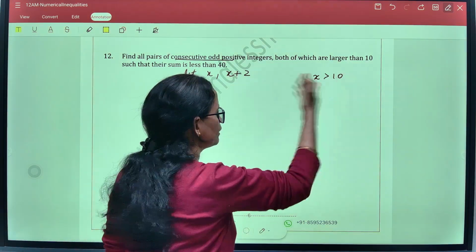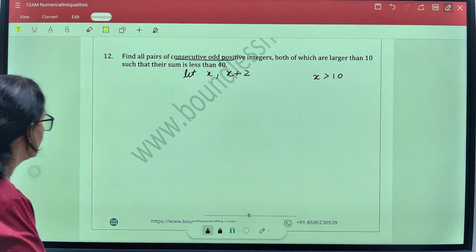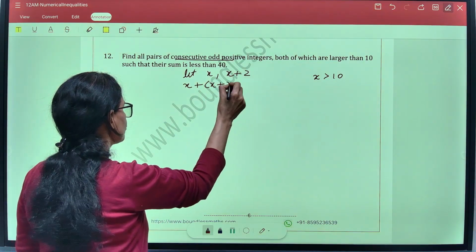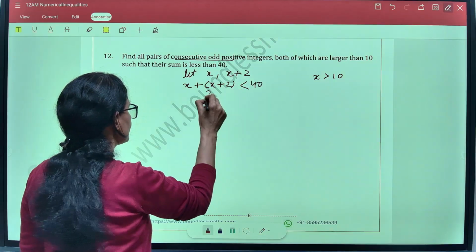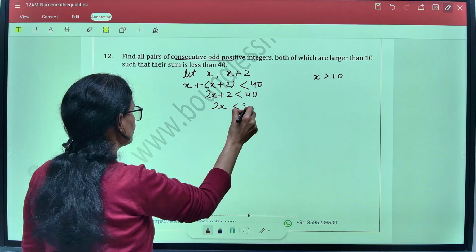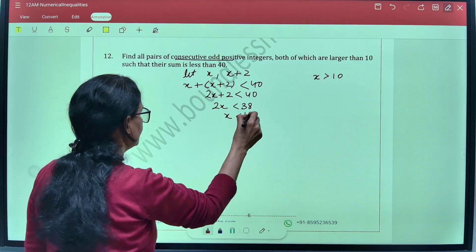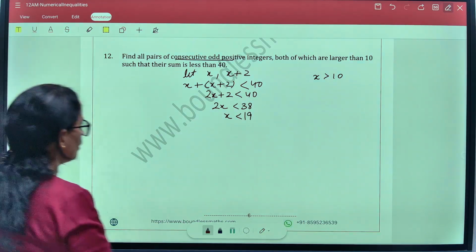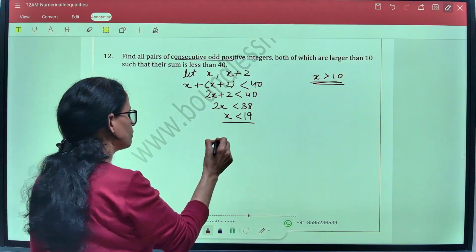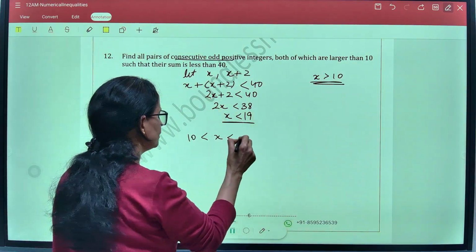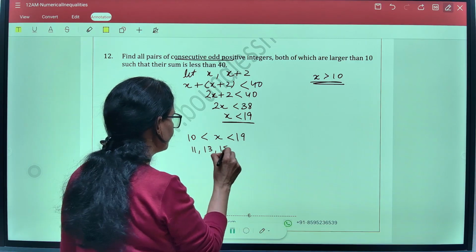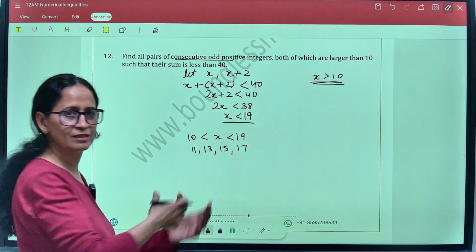And when x is greater than 10, definitely x plus 2 will be greater than 10, and their sum is less than 40. So that means x plus 2 is less than 40. So this is 2x plus 2 is less than 40, 2x is less than 38, x is less than 19. Now we have x less than 19 and x greater than 10. So that means what are the possible values for x from 10 till 19? So we have 11, 13, 15 and 17. These are the odd numbers in this range.